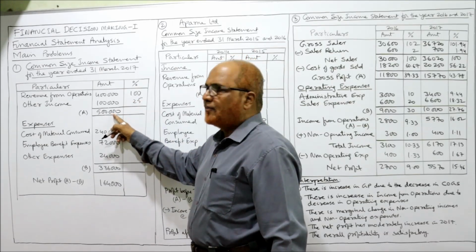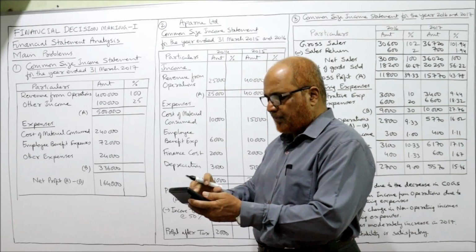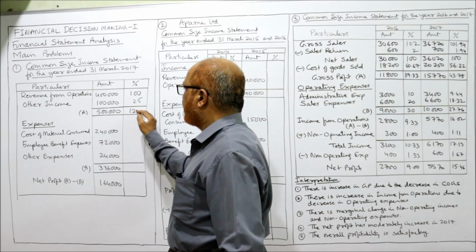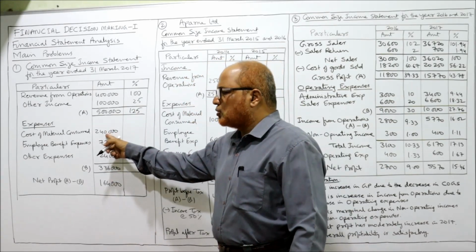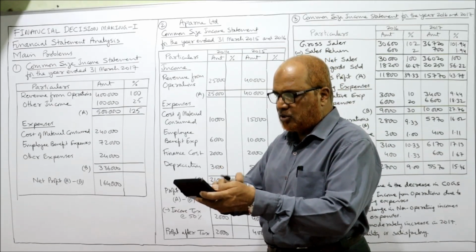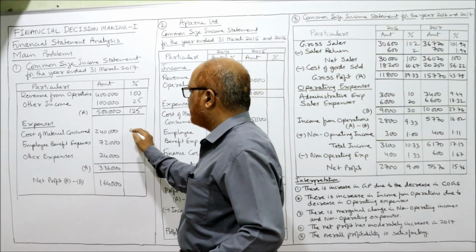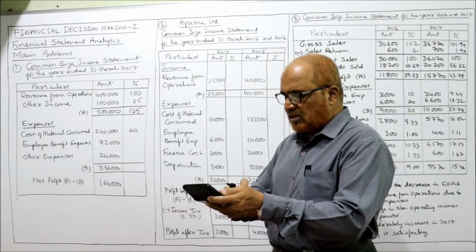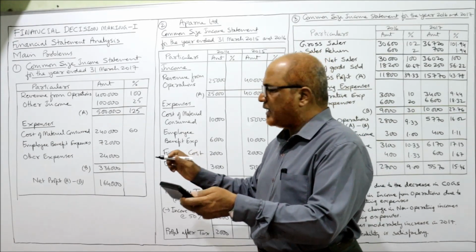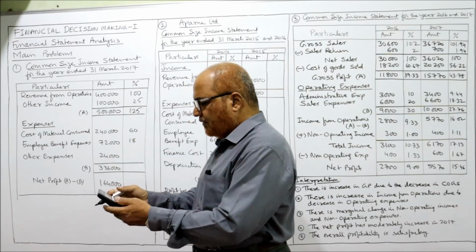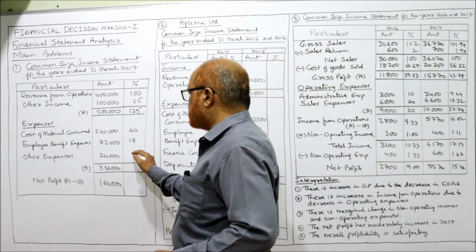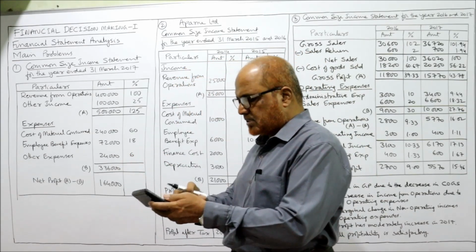Similarly 5 lakh. 5 lakh divided by 4 lakh into 100. 5 divided by 4 into 100, you will get 125%. Now cost of material consumed 2,40,000. So 2,40,000 divided by 4 lakh into 100, you will get 60%. Then 72,000. So 72,000 divided by 4 lakh into 100, you will get 18%. Then 24,000. So 24,000 divided by 4 lakh into 100, you will get 6%.